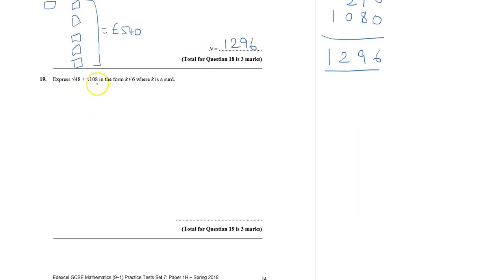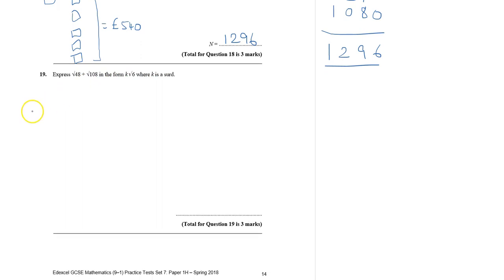So question number 19, we've got surds, and it says express root 48 plus root 108 in the form k root 6, where k is a surd. Now the easiest way to do this is to combine the surds. So if we start with root 48, now that's equal to root 16 times root 3, which is 4 root 3.